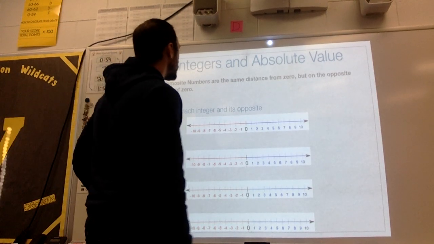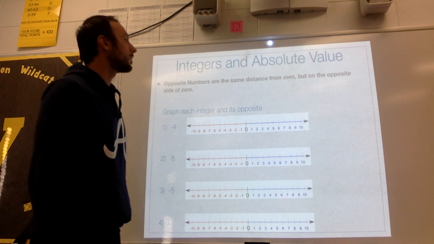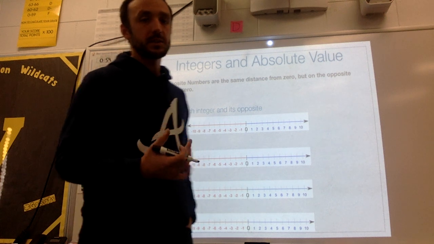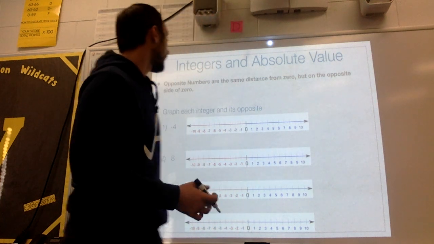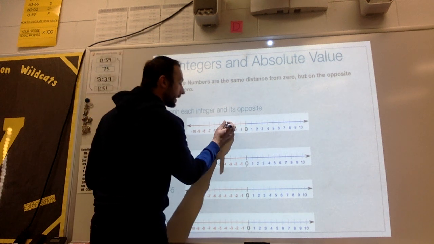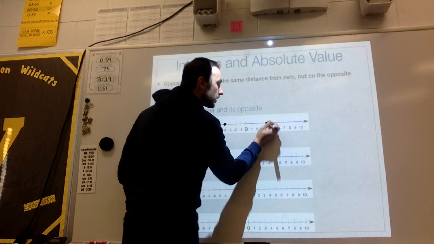Next thing I want to talk about is opposite numbers. Opposite numbers are the same distance from zero, but on the opposite side of zero. And the easiest way for us to think of these is it's the opposite sign. So it says graph each integer and its opposite. Well, I have -4 right here. What's the opposite of -4? +4.